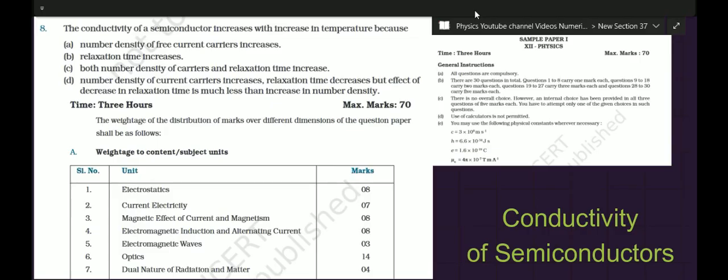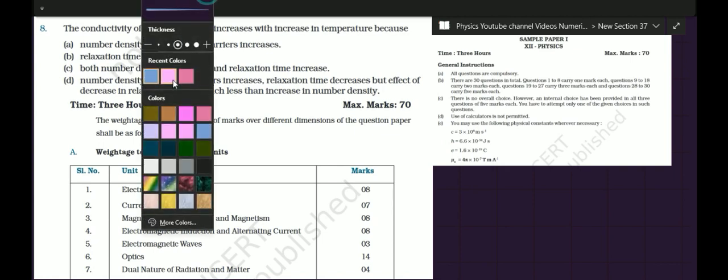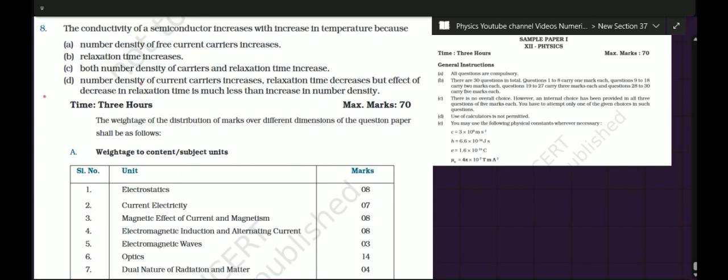Now, this question pertains to the conductivity of semiconductors, and the question is a bit difficult to understand because of the language being used. If you read the question very carefully, the conductivity of a semiconductor increases with increase in temperature. That is a fact, right? But why does it increase? Because of the reasons given below. We have to identify the reason.